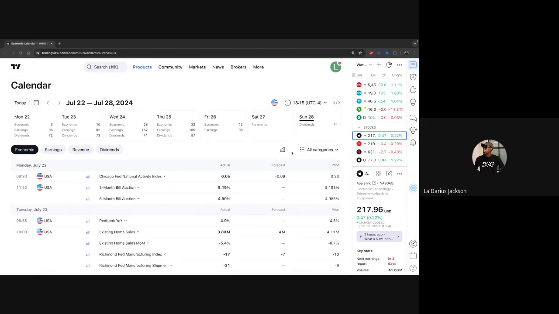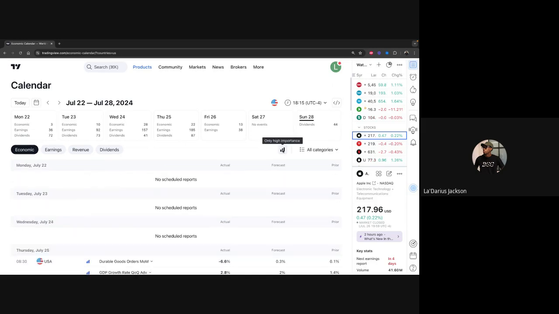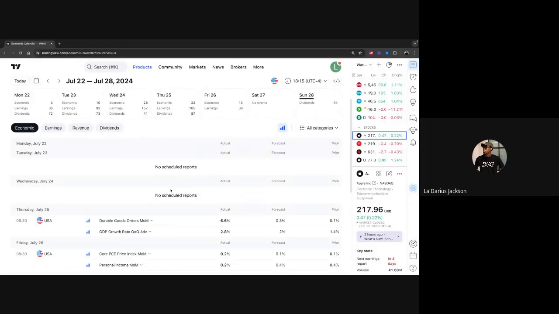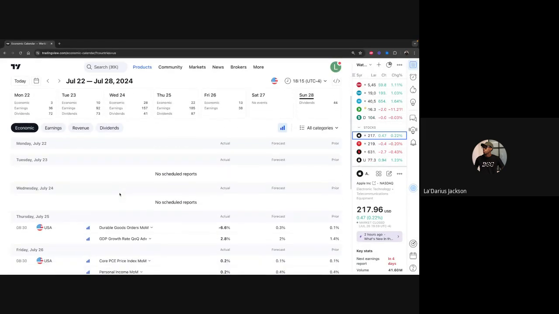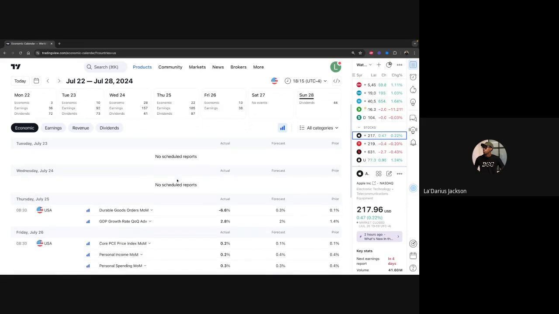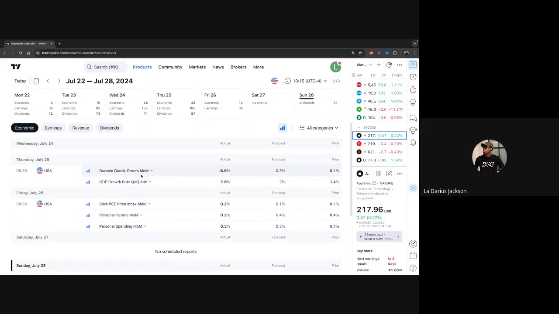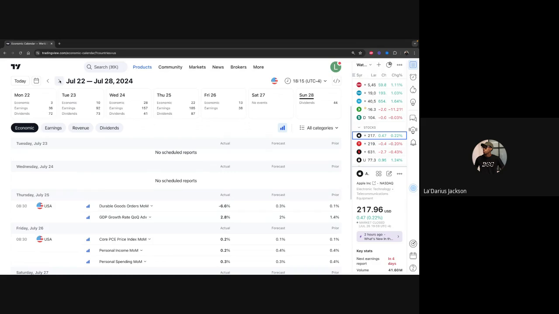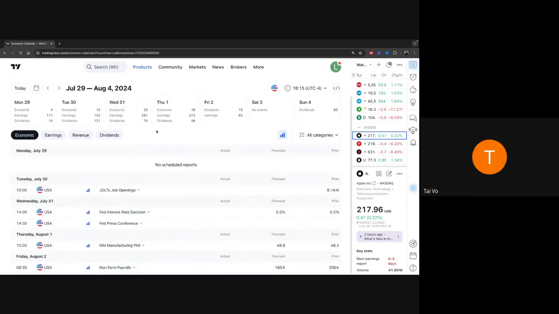Actually, we can make this simple. We can turn on this. This is the high importance toggle. So when you turn on the high importance, it shuts down everything that's not rated as a high importance event. So you can see Monday, Tuesday, Wednesday, we don't have anything major. Thursday, we do have the, this is a week back. I was wondering, I was like, GDP was last week. One second. Oh, there we go.